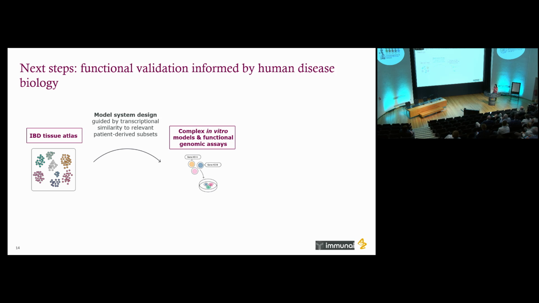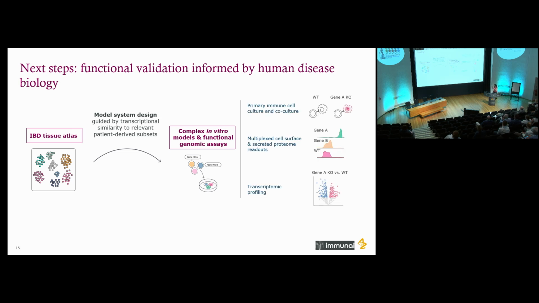And the way that we will do this is through functional genomic validation. So we'll do this through CRISPR screens. And the first step that we'll need to do is identify the relevant in vitro model system in which we want to do the CRISPR screen. And again, we will use the IBD tissue atlas here to measure the transcriptional similarity between the cell subsets and the experimental systems that have been developed.